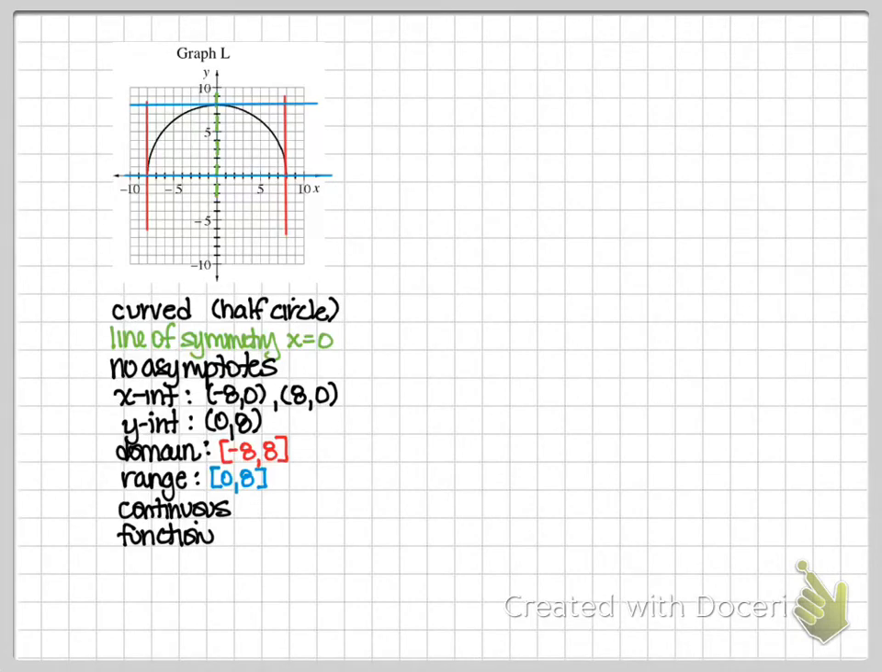Okay, so here's graph L now. It kind of looks like a half circle to me, so I went through and said that, but you can just say that it's curved. And then I've got my line of symmetry. I did try to color code all of my graph, and then just take a look and see if you match.